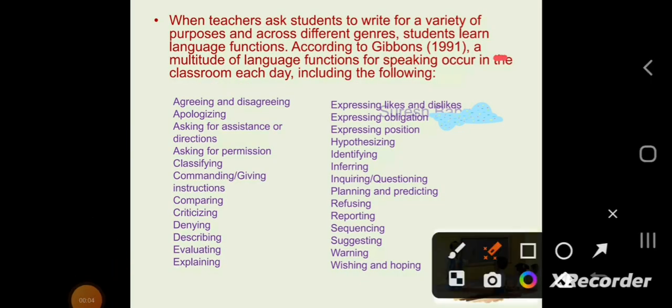Gibbons (1991) highlights the diverse range of language functions that are integral to classroom communication. Each function serves a specific purpose and helps students navigate different interactions and tasks effectively.